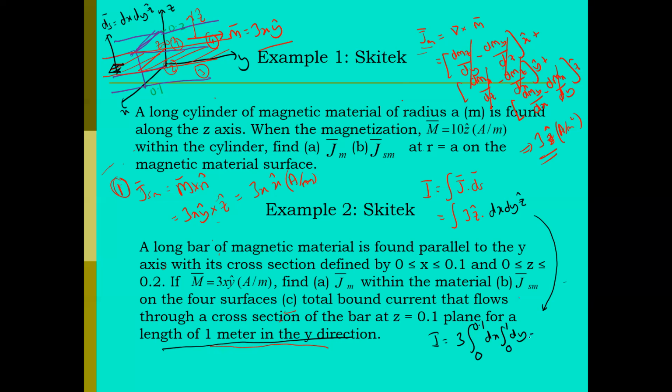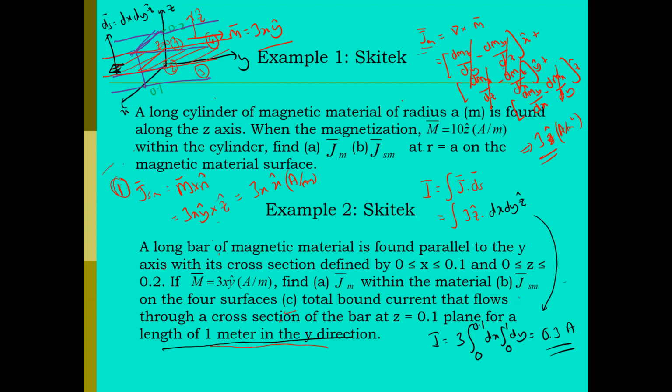So we can find that the current flowing on the cross section of the bar at z equals 0.1 will be equal to this resultant integration, which is 0.3 ampere of current. That should be the total bound current that flows through a cross section of the bar at z equals 0.1.